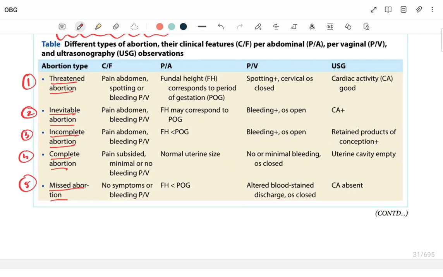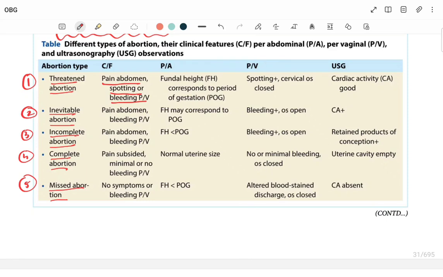So let us move in detail about threatened abortion. What are the clinical features in case of threatened abortion? First is pain in the abdomen, and spotting or bleeding PV. These are the 2 major complaints: abdominal pain, and spotting or bleeding PV. These are the clinical features in case of a threatened abortion.